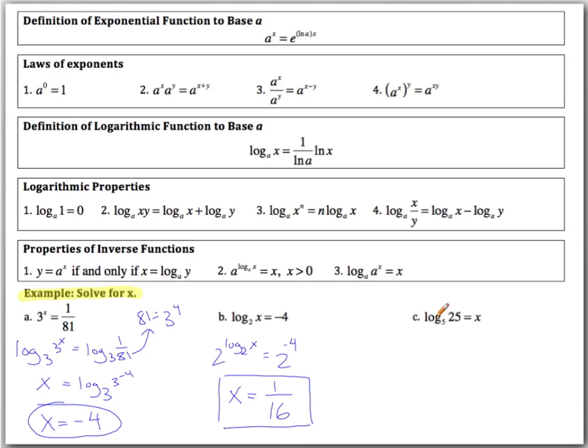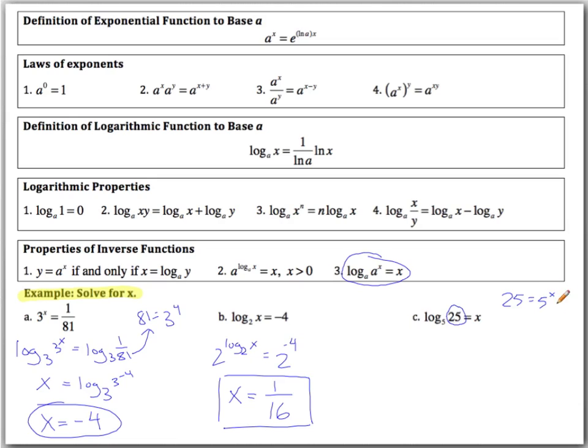Okay, in letter C here we have log base 5 of 25 equals x. Now in this case, we already have a log and a 5, and it looks very similar to this one right here, log base a of a to the x, except here we have a 25 instead of an a to the x.